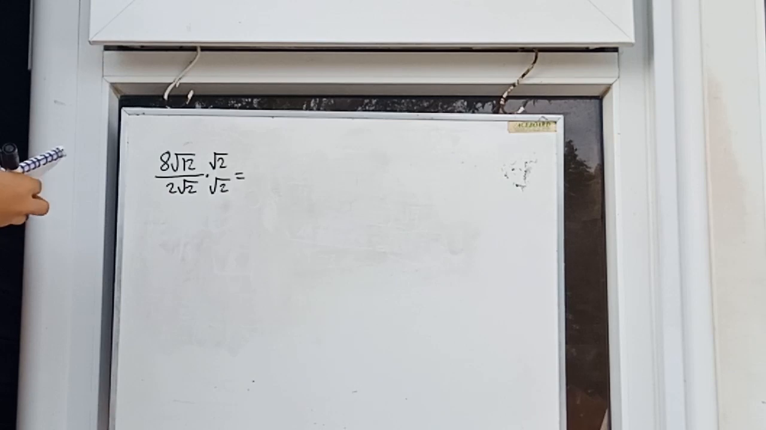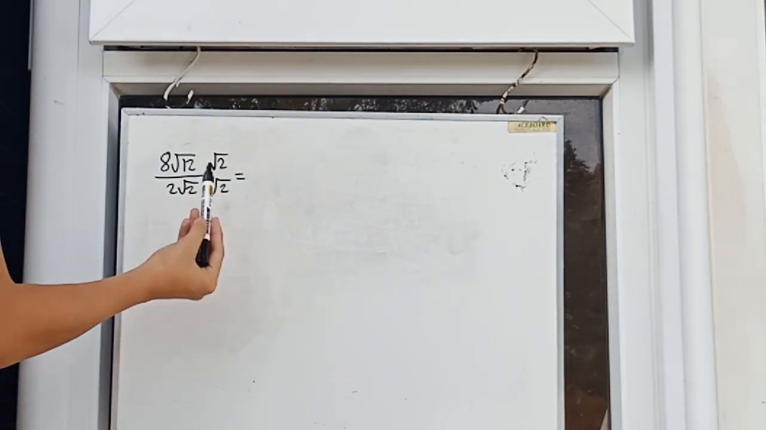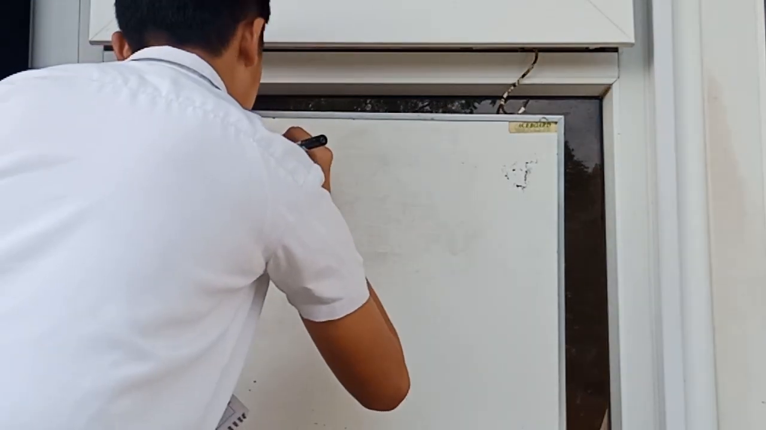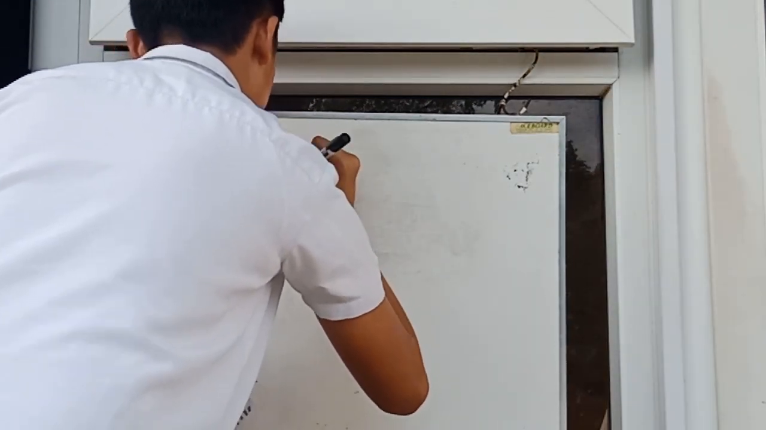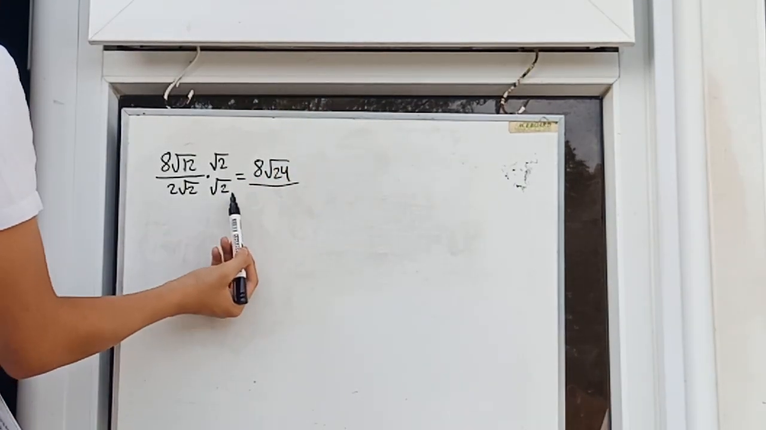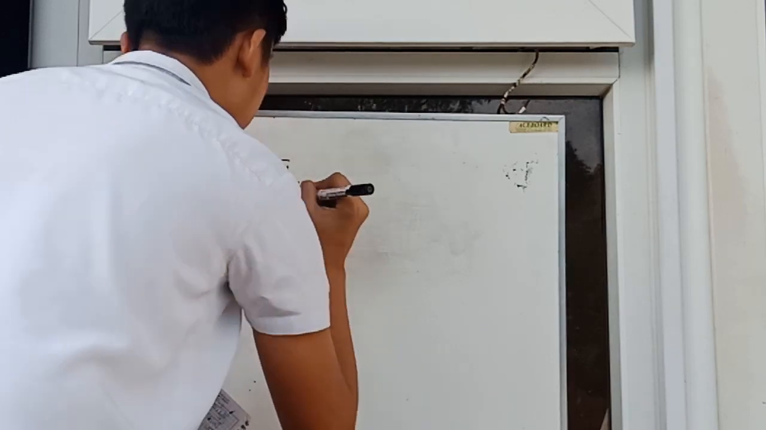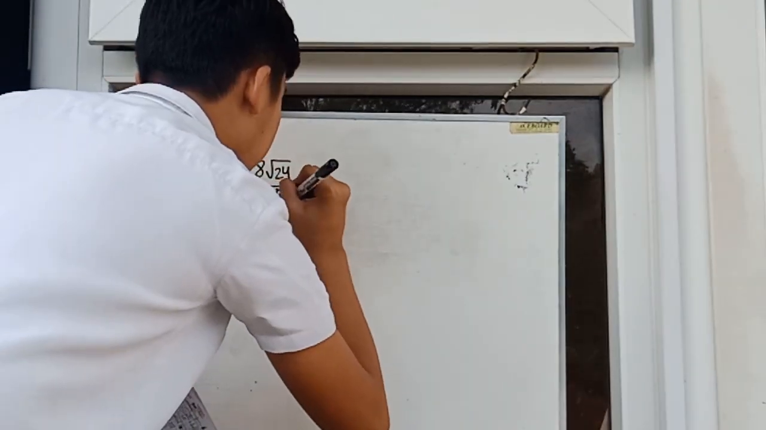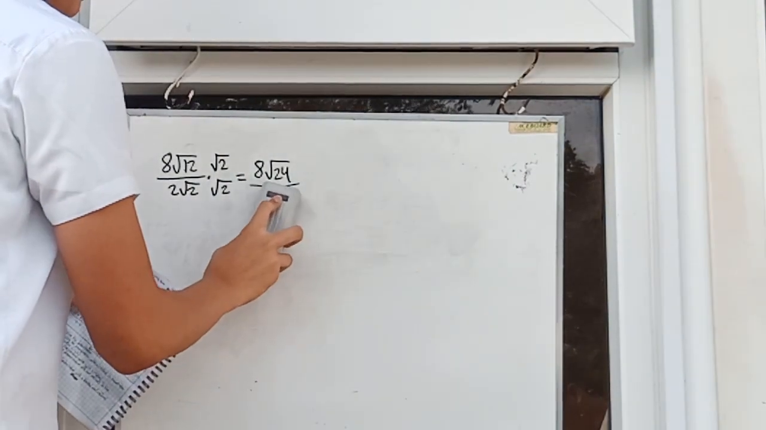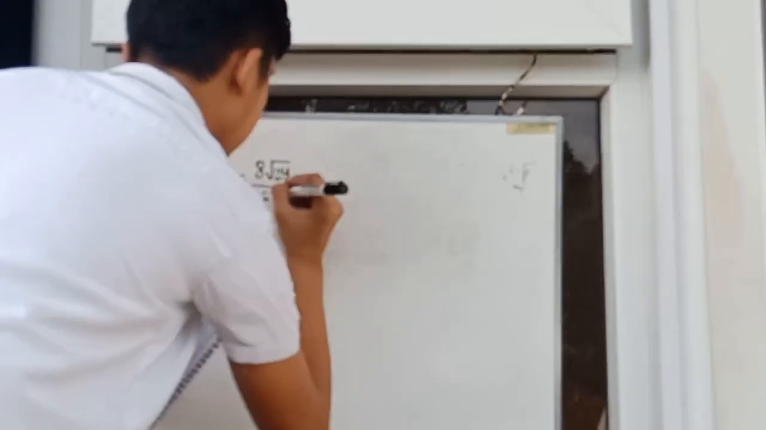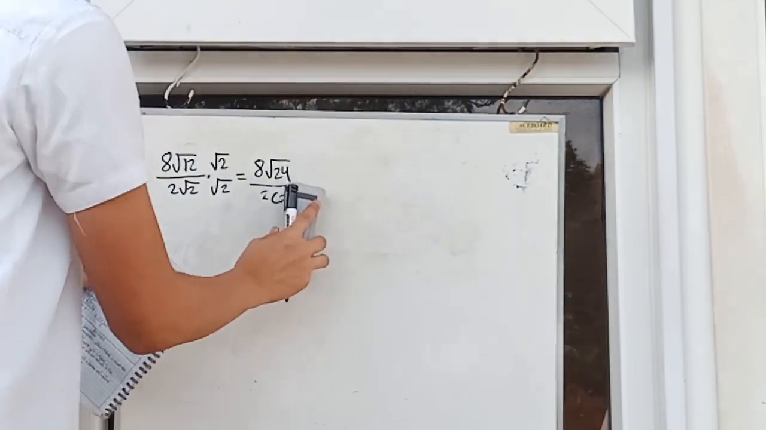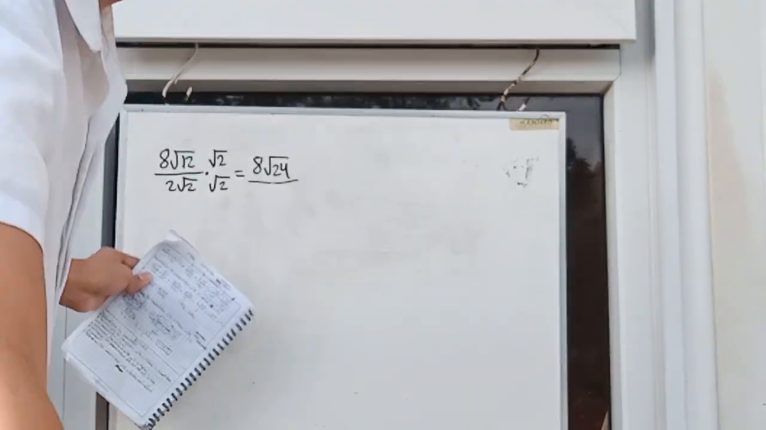Now, we multiply the square root of 12 with 2, which is 8 square root of 24. Now, the denominator. Square root of 2 times the square root of 2 is 2 square root of 4, but 4 is a perfect square. So, it can also be 2. So, 2 times 2, which is 4. We remove this, just change it to 4, so we can save some space.